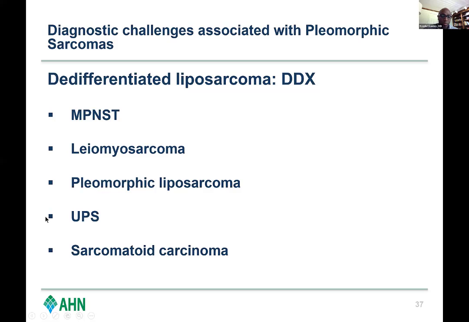Another more important entity you want to rule out whenever you have an ugly looking spindle cell lesion is sarcomatoid carcinoma. In the US, last year we only had about 12 to 13,000 cases of sarcoma as a group. Every year we have a lot of carcinoma, so carcinomas are way more common than sarcoma. So whenever I have an ugly looking case that I think is a sarcoma, I usually throw in 1 or 2 keratin markers to rule out sarcomatoid carcinoma, especially if the patient has a history of carcinoma.